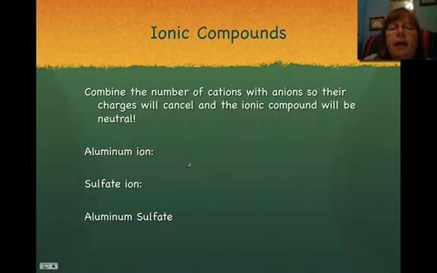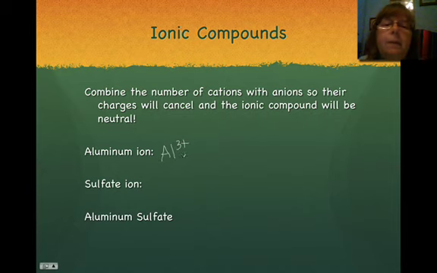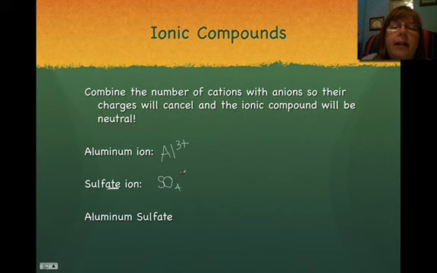All right, well, let's talk about ionic compounds. You're going to combine the number of cations with the anions so that their charges will cancel, and the ionic compound is neutral. So here is the aluminum ion. Hopefully you remember it forms +3. Sulfate, that ate ending should clue you in that this is a polyatomic ion. It's SO4 with a -2 charge. Now, when we combine these to form aluminum sulfate, we put the cation's name first and then the anion's name, we need to put these together so that they have no overall charge.